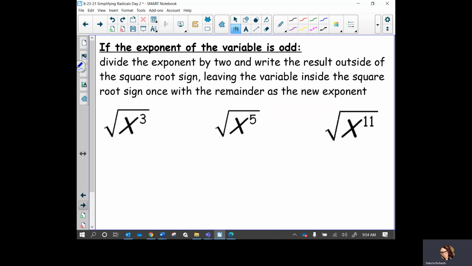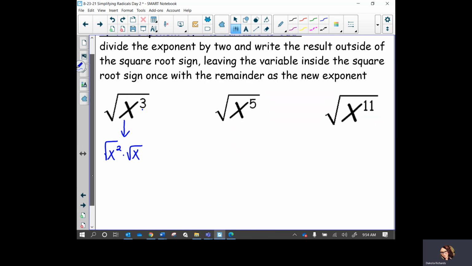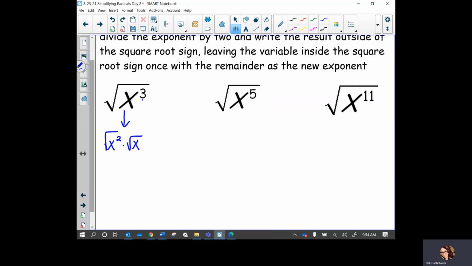Okay, if it's not an even exponent, you have to make it into an even exponent. So what I mean is on these, they're odd. So what is the highest even number we can break this down as? So we have x to the 3rd. We can break that down as square root of x squared times the square root of x, right? That's how I break it down into an even number.